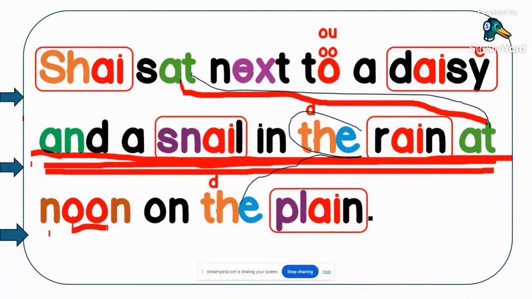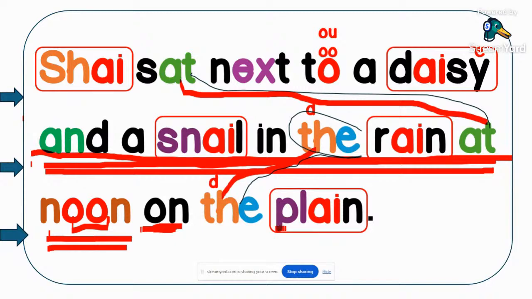Two O's together can say O or U. In this one, we hear U. Noon. On. Remember this word? T and H in it. The. And the schwa sound. So we hear d, duh.